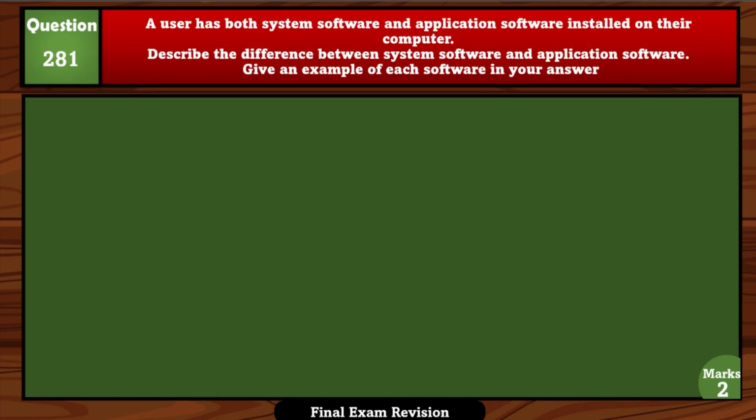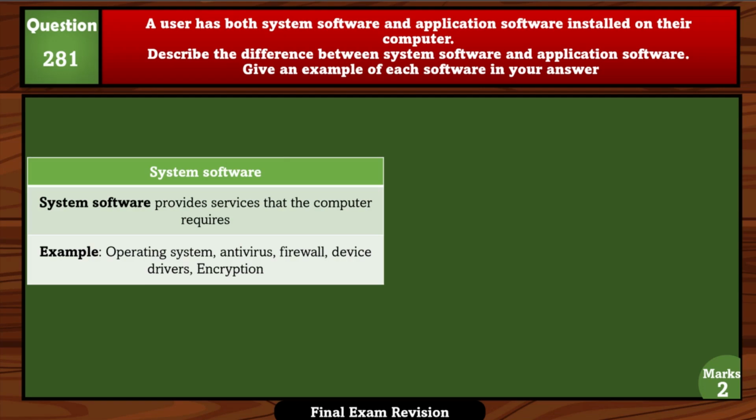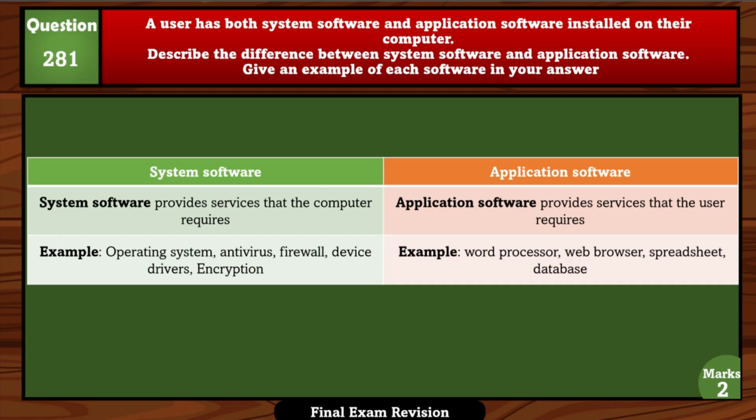Question 281. A user has both system software and application software installed on their computer. Describe the difference between system software and application software. Give an example of each software in your answer. So let's first talk about system software. System software provides services that the computer requires. Examples: operating system, antivirus program, firewall, device drivers, and encryption program. Whereas application software provides services that the user requires. Examples: word processor, web browsers, spreadsheet, and database program.